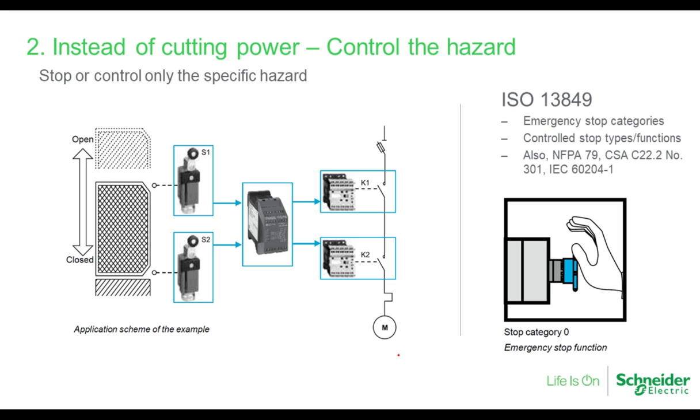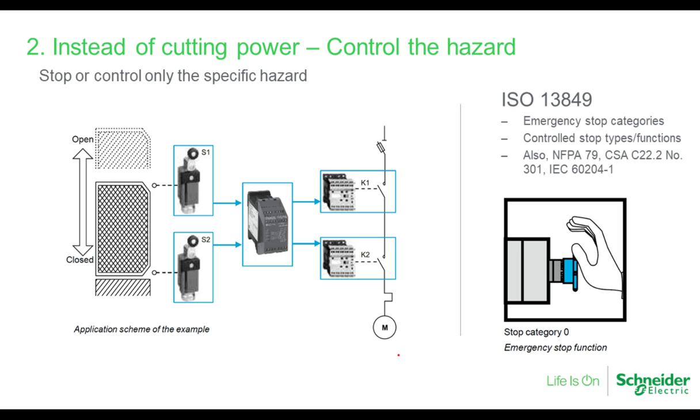The second way of controlling things a lot of times is by killing the power. So instead of killing power to the whole machine, one more controlled way of dealing with that is to isolate, to understand specifically what controls the hazard that is under consideration, and just shut that down instead of shutting the whole machine down.